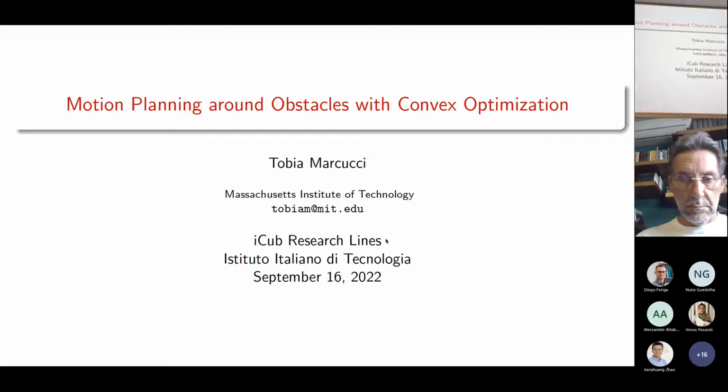Thank you very much. Good morning, everyone. My name is Tobia Marcucci, and the title of my talk today is Motion Planning Around Obstacles with Convex Optimization. We have chosen this title to be a little provocative, I hope, in the sense that motion planning around obstacles is typically seen as almost the textbook or stereotypical non-convex optimization problem. But the goal of this presentation is to show that practical convex optimization problems, which can be solved efficiently and fast, can actually solve quite complex motion planning problems for robots moving in environments with obstacles.